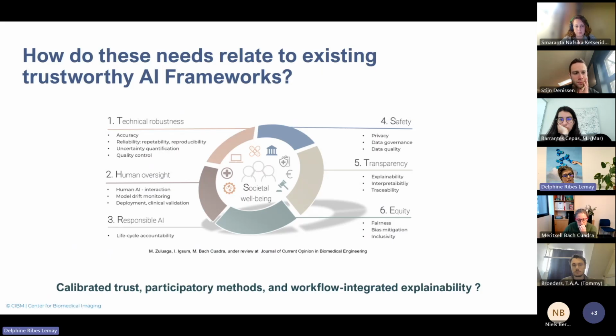So I think this slide you already saw. Mary showed it already. There are some frameworks which exist to help researchers and engineers create trustworthy AI. Those frameworks are very important because they can be used as foundations. But there is some missing information in those, particularly when I talk about calibrated trust, participatory methods, and workflow-integrated explainability.